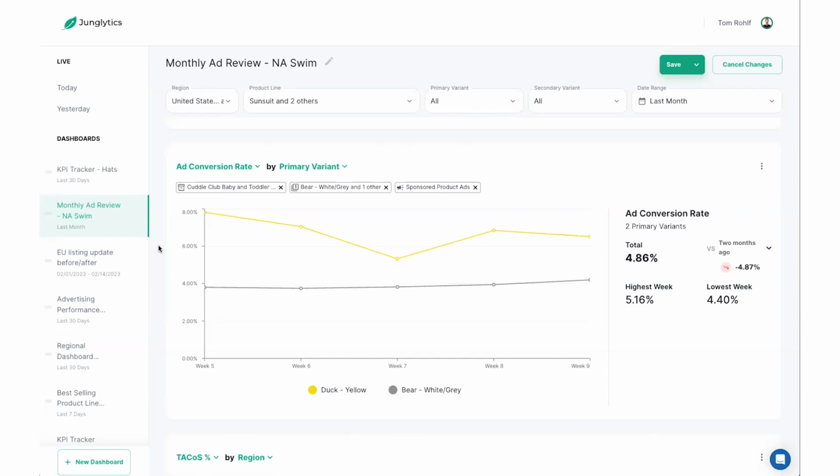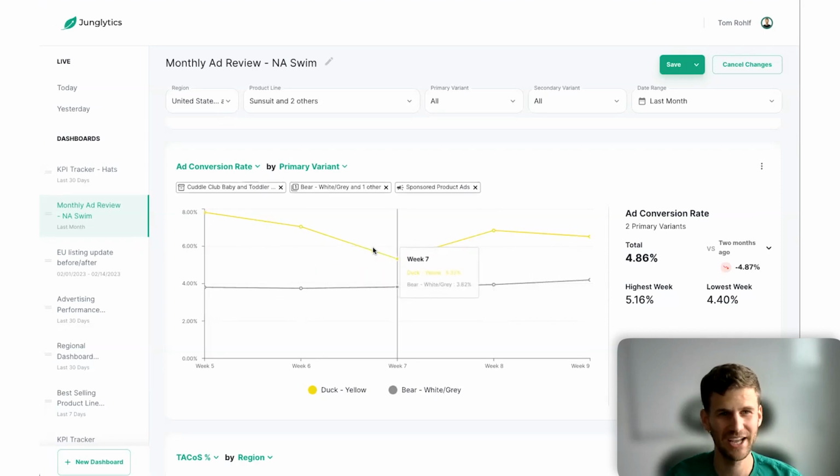So I'll throw a question to you. Which of these two would you rather have advertised, given these two ad conversion rates? I would suggest the yellow duck, because the ad conversion rate for the yellow duck is trending around 6%, and the ad conversion rate for the gray bear is trending around 3.5 or 4%. The difference there is pretty significant, almost 100% if you do the relative math, or 3% if you do the absolute math.